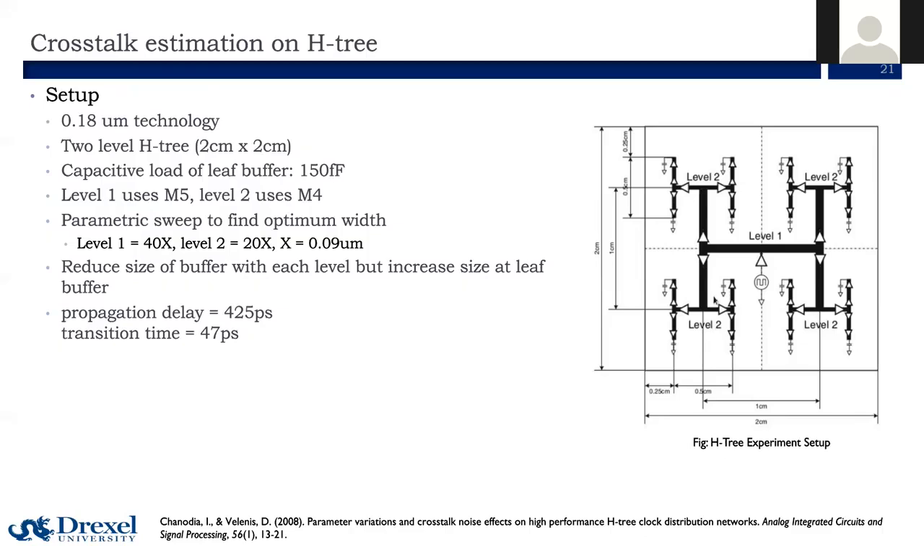So we have two levels. Level one is the first level H, and then we have four H configurations as level two. Level one uses metal 5, and level two uses metal 4. The widths of these metal layers are selected by doing a parametric sweep to find the optimal width.